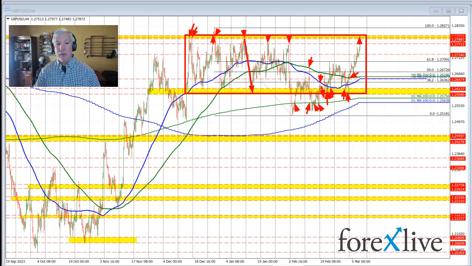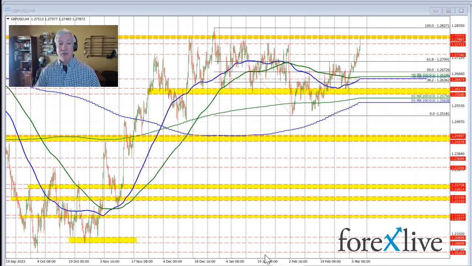And what have we done? We got up to 127.97, just short of the 128 high line right here, and the high of this swing area. And we have found a little bit of selling coming in. We currently trade at 127.87, right near the low of this swing area. So, what do we see?